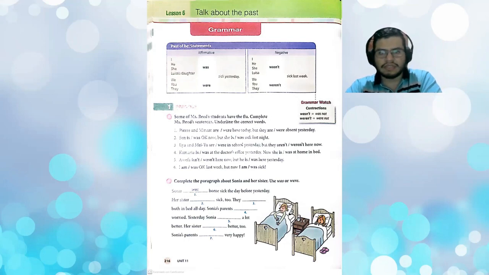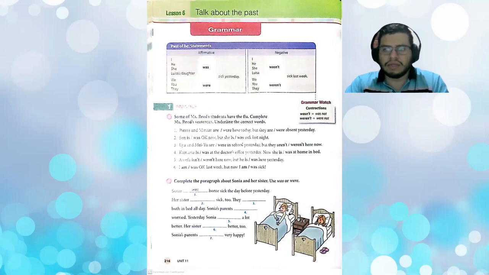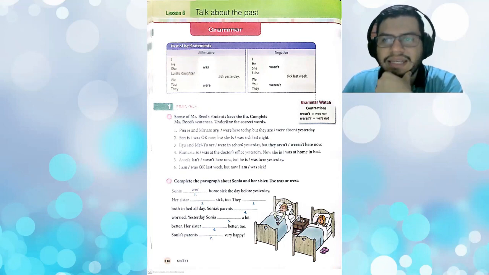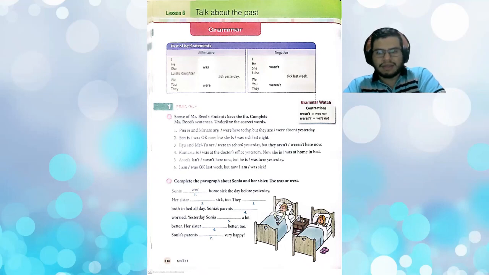In negative, we're gonna use I wasn't, he wasn't, she wasn't, Luisa wasn't. Luisa is a noun, she is a pronoun, a subject pronoun. We, you, and they are gonna be used with weren't. We weren't sick last week. You weren't sick last week. They weren't sick last week. So we have the grammar watch, contractions. Wasn't is equal to was not. Weren't is equal to were not.